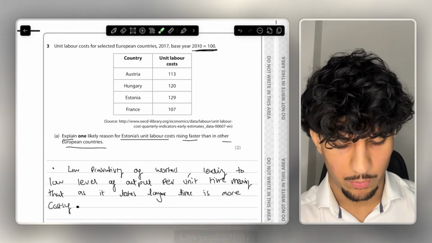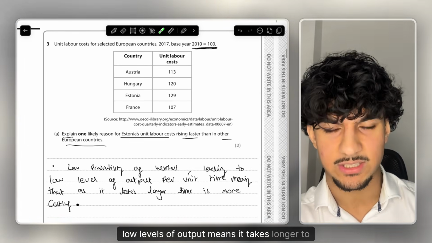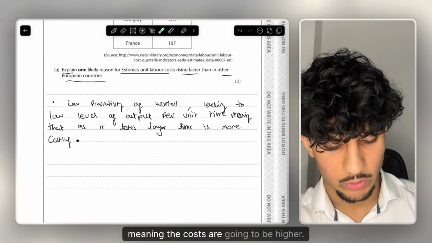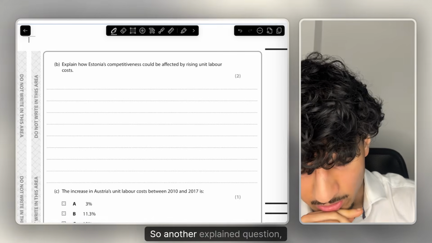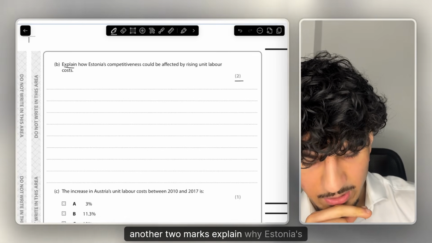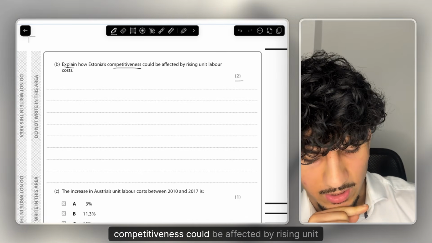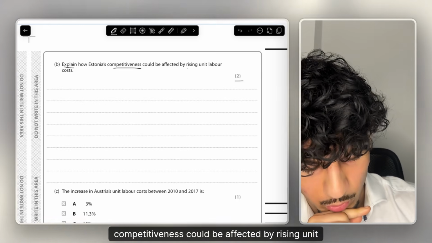So that's pretty much what I'd write. Low productivity, low levels of output, and means it takes longer to produce, meaning that the costs are going to be higher. So let's keep going now to the second part of this. So another explain question, another 2 marks. Explain why Estonia's competitiveness could be affected by rising unit labour costs.